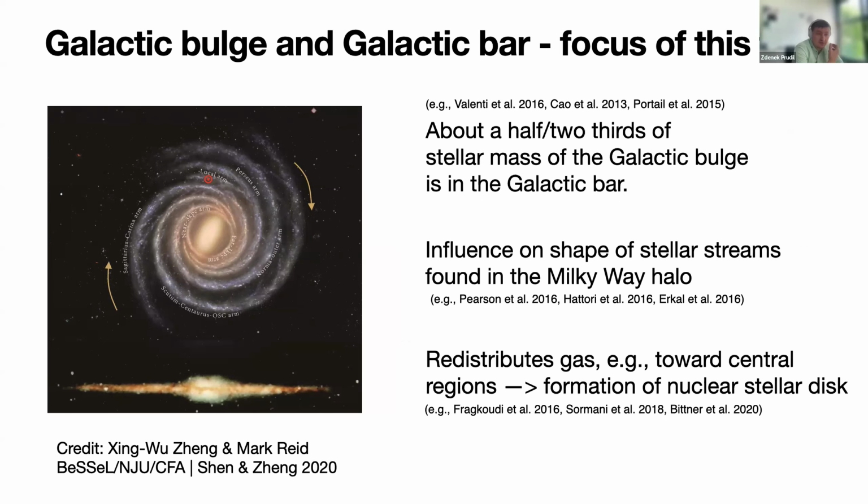Now, the galactic bar is going to be actually the main point of this talk because it's a very prominent structure in the central region of the Milky Way. It harbors approximately half to 2/3 of the stellar mass in the galactic bulge. It has a strong influence on the Milky Way halo, especially on the stellar streams that are located there. And it acts as a redistributor of gas from the outer regions to the central regions of the Milky Way, and it's likely responsible for the formation of the nuclear star disk.